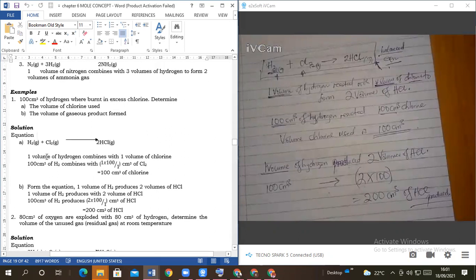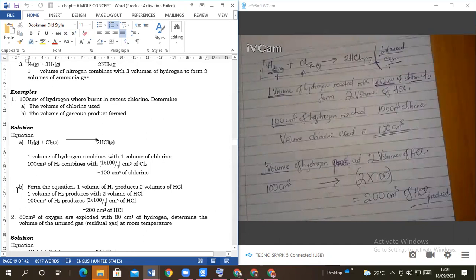Yes. So here they are saying 1 volume of this combines with 1 volume of chlorine. So 100 cubic centimeters of hydrogen also combines with 100 cubic centimeters of chlorine. From the equation, even here they are saying 1 volume of hydrogen produces 2 volumes of hydrogen chloride.